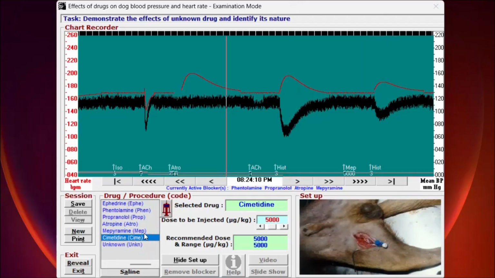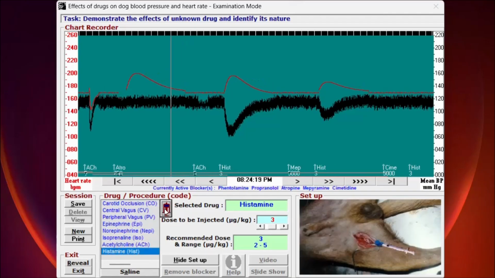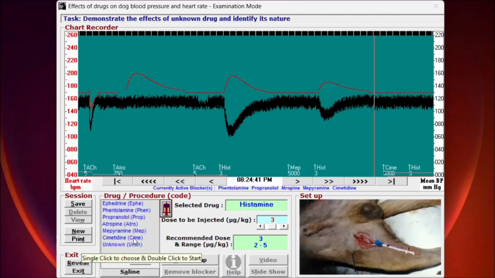So we will select cimetidine and inject cimetidine. Following that, again we are going to give histamine, but this time we are not going to get any effect. Let's see. Okay, so you can see now there is no effect of histamine. Why? Because now both H1 receptors and H2 receptors are blocked by mepyramine and cimetidine respectively. So that is the reason why you are not getting any effect now. So this is a complete block of the action of histamine. So with this we have completed the normal questions.